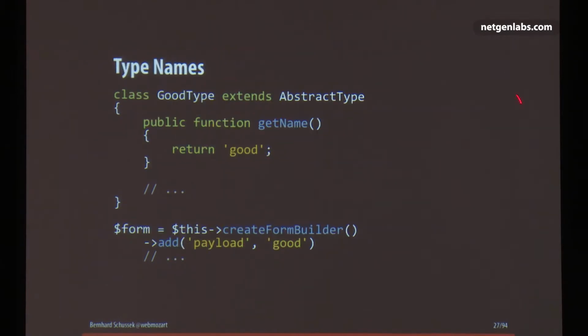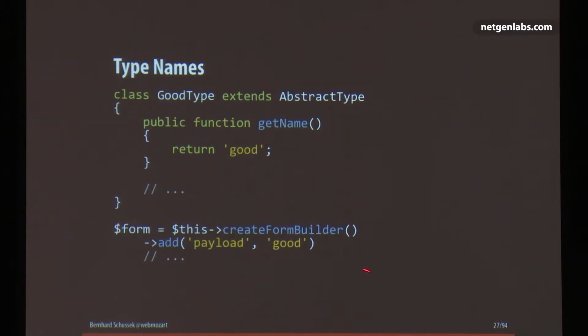And the good type extends abstract type, which is basically just an implementation of the form type interface with a few empty methods. Abstract type helps you to not implement all of the methods that are in the interface, but just the ones that you need. One of them is required. It's called getName.